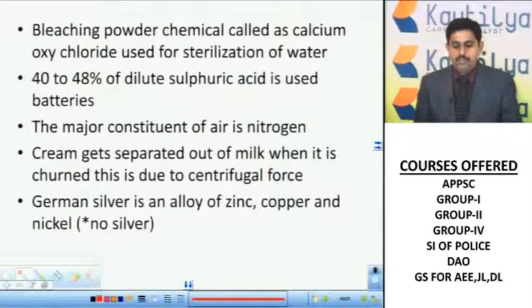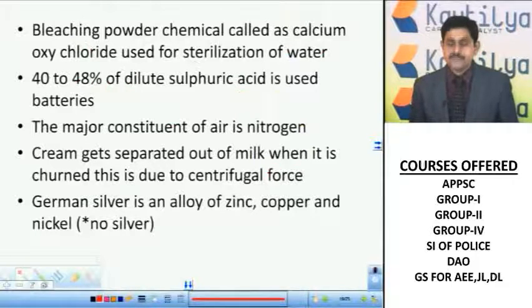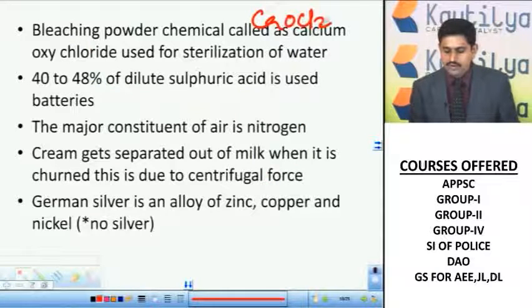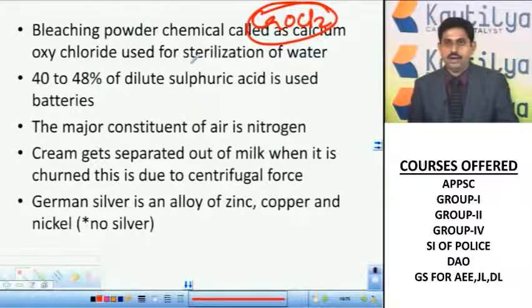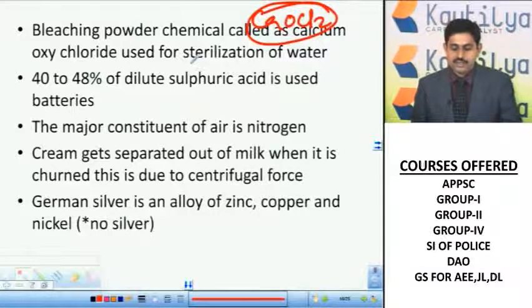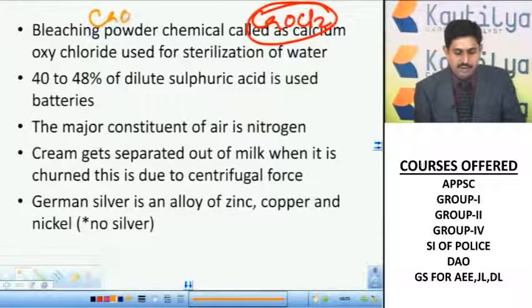Next, bleaching powder is chemically called calcium oxychloride, CaOCl2, which is useful for the sterilization of water. You may get the question, what is the chemical formula of bleaching powder? That is calcium oxychloride, or CaOCl2.